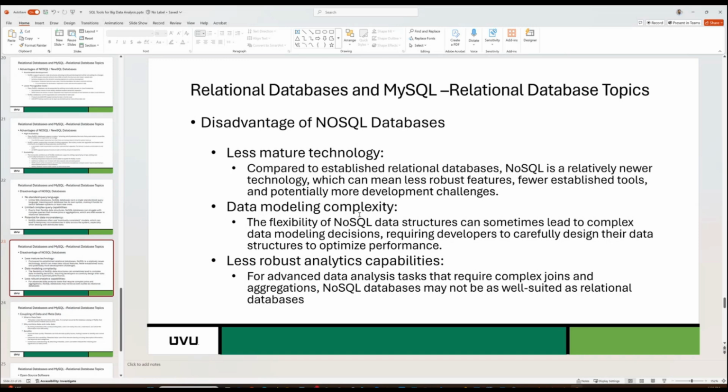Depends. If you look at how you model Cassandra, Cassandra is definitely more complex because you have to have a separate table for every piece of data that you would search upon. So every column you would search upon makes it far more complex. So it just depends. Less robust capabilities.